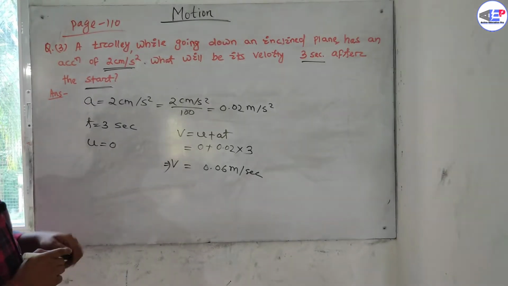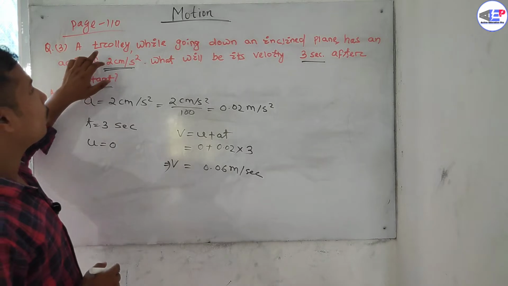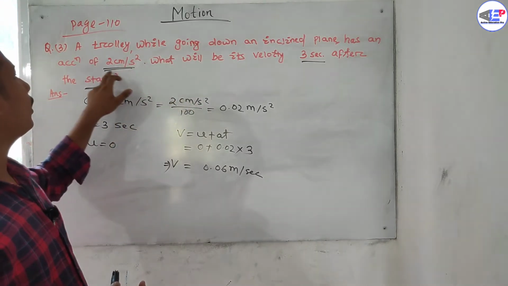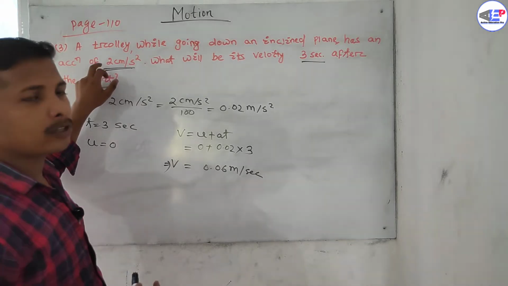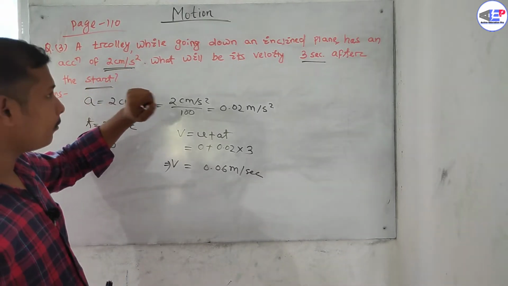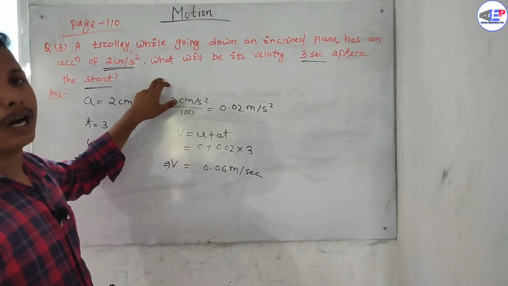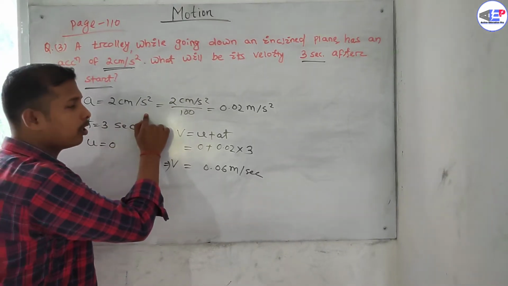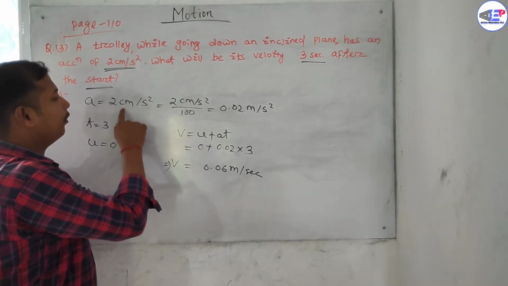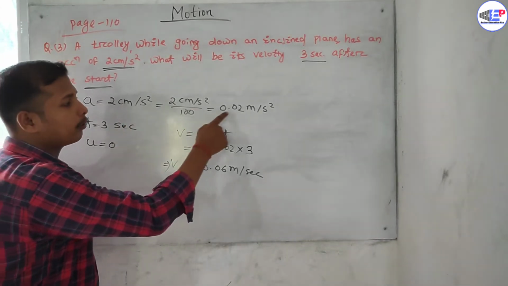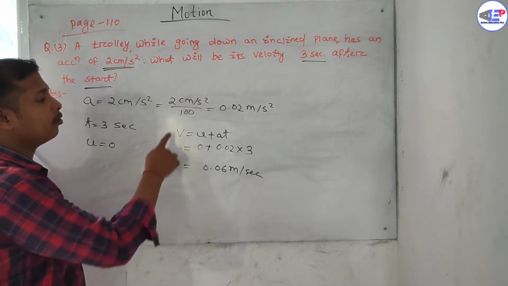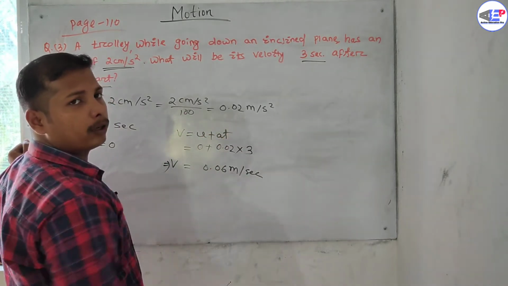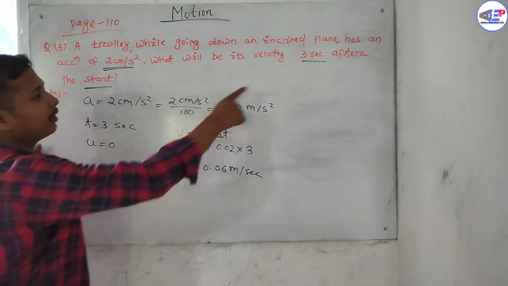I repeat, here the question is given that the trolley moves on an inclined plane from the rest position with an acceleration of 2 cm per second square, and after 3 seconds what will be its velocity. Here given that acceleration is 2 cm per second square, we have to convert the unit centimeter per second square to meter per second square. So for this we have to divide it by 100 and the value becomes 0.02 meter per second square. Here time is 3 seconds.